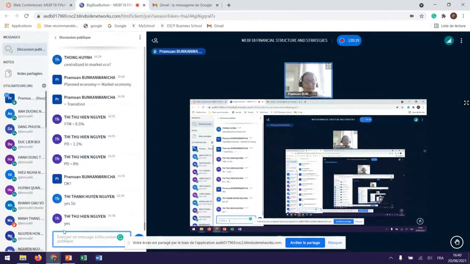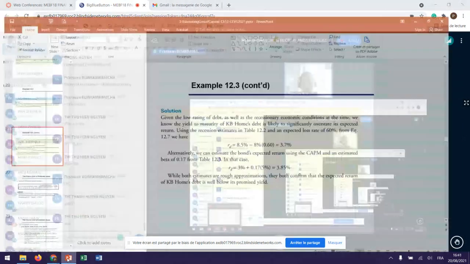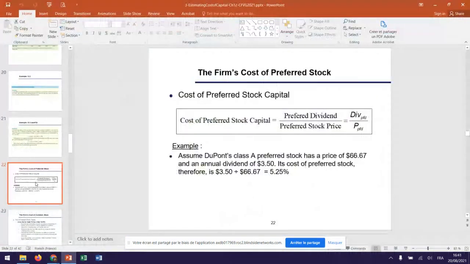Yes? Perfect. Let's continue. If I have preferred stock, you remember that when you buy preferred stock, you become a preferred stockholder. So you're going to get dividends, and we assume that you're going to get dividends forever. Since the dividend is fixed, the price of the preferred stock should be equal to the dividend divided by R. Therefore, R is going to be equal to the dividend divided by P. Everybody follows?